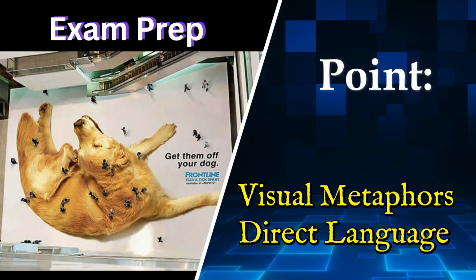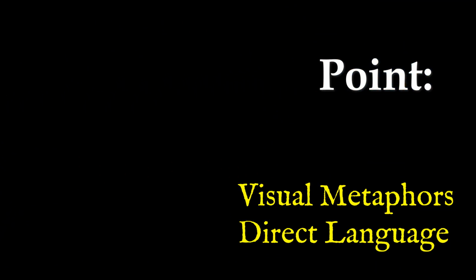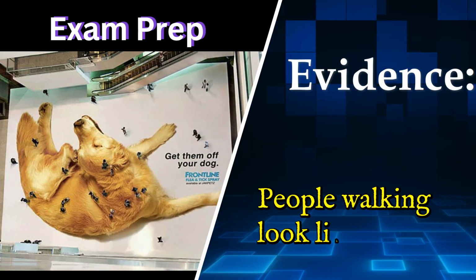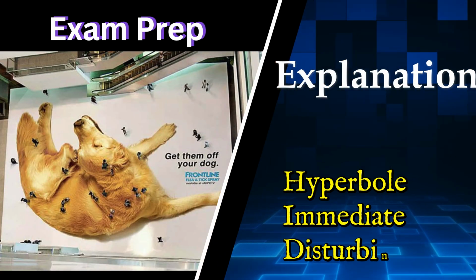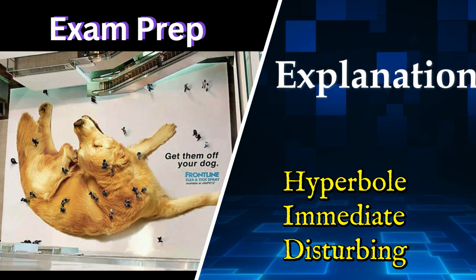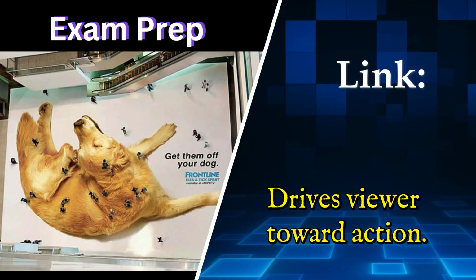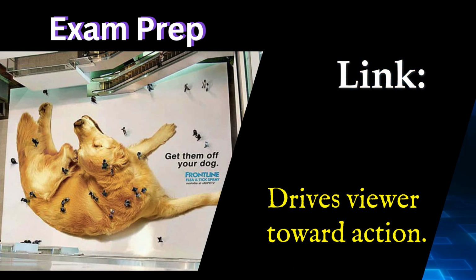Point: the ad uses visual metaphor and direct language. Evidence: people walking across the mall floor look like fleas on the dog. Explanation: this visual exaggeration makes the problem feel immediate and disturbing. Link: it drives the viewer toward action, supporting the final step in the AIDA model.